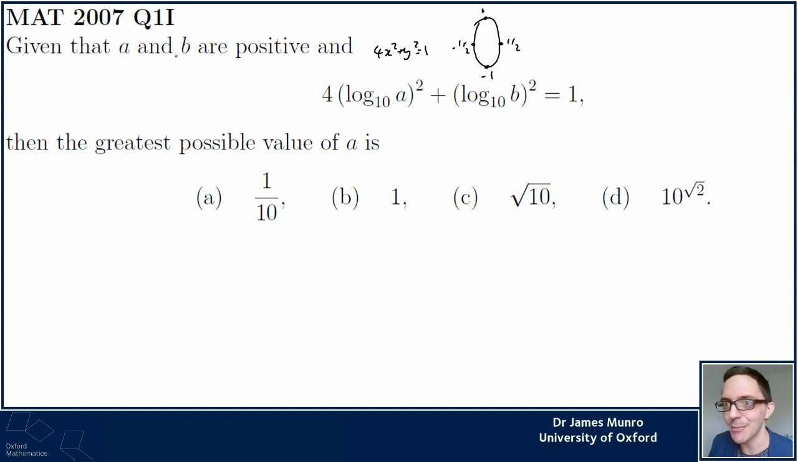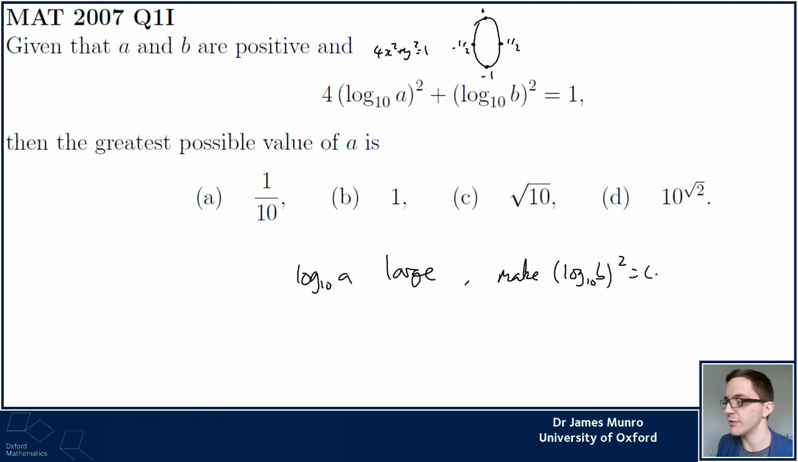And then I was thinking, I want to make log base 10 of a really big. For me, that's my x. I want to make x really large. So I want to make log 10 of b squared really small. That's a square, so it's bigger than or equal to 0. Let's make log 10 of b squared equal to 0, which we can do because we can set b to be equal to 1. If we make that 0, then I've got a nice equation to solve.